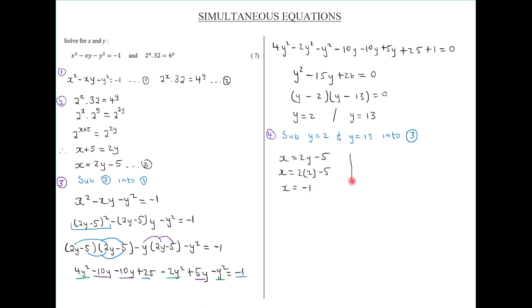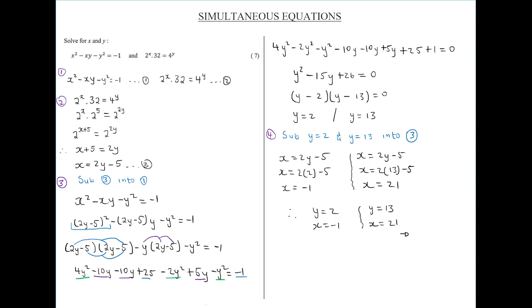When you do it this other side, this is 2y minus 5. Substitute that, you get 2 times 13 minus 5. Now 2 times 13 is 26 minus 5, and then you get 21. And therefore, when y is 2, x is minus 1, and when y is 13, x is 21, and that is your final answer. Now let's go ahead and see if you can basically do the same thing onto the next one.